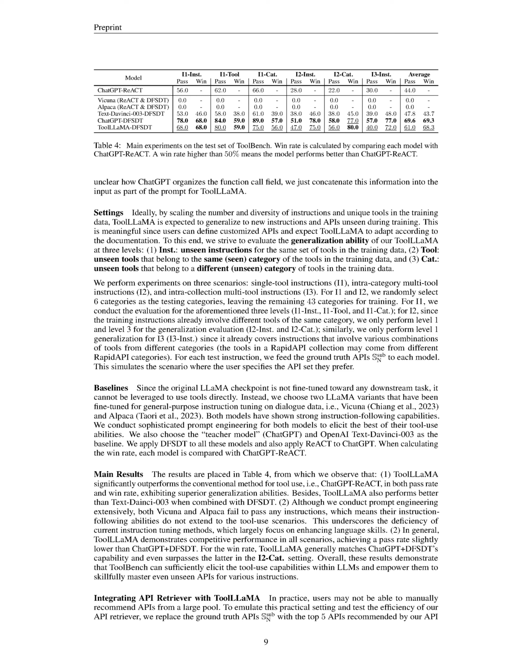We've tested ToolLLaMA's ability to generalize in three ways. 1. By giving it unseen instructions for the same set of tools used in the training data. 2. By giving it unseen tools that belong to the same category as the tools used in the training data. And 3. By giving it unseen tools that belong to a different category than the tools used in the training data. We've conducted experiments in three scenarios: single-tool instructions, multi-tool instructions within the same category, and multi-tool instructions across different categories. For the first two scenarios, we randomly selected 6 categories for testing, leaving the remaining 43 categories for training.